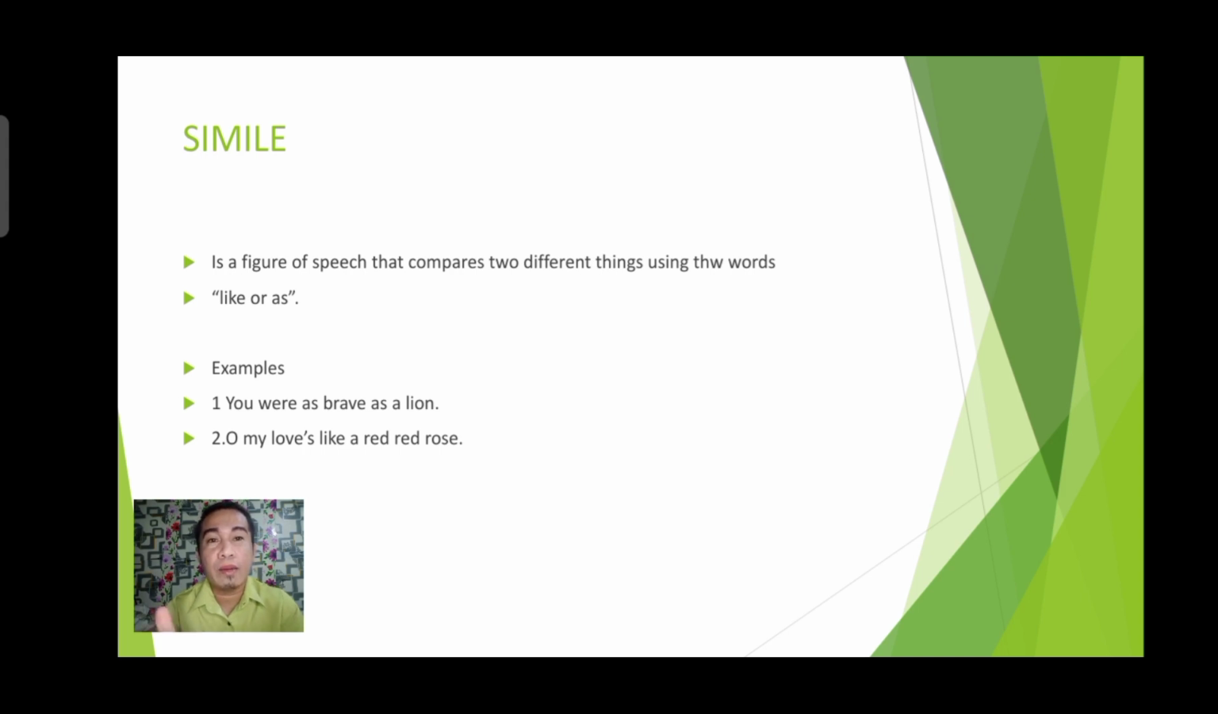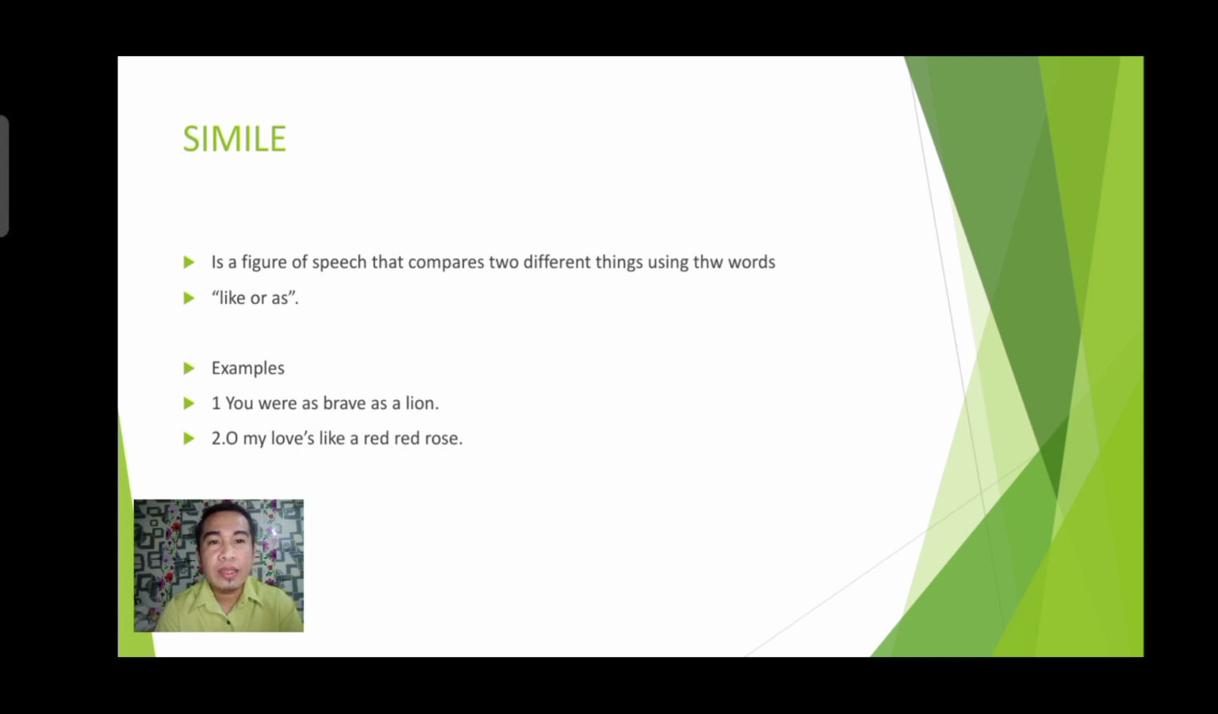Okay, I have an example here. Number one, you were as brave as a lion. Okay, so as you notice, there is a comparison being made. And what are those? You and a lion. So, what simile do we use that connects these two words? We use as. Yes. Okay, number two.